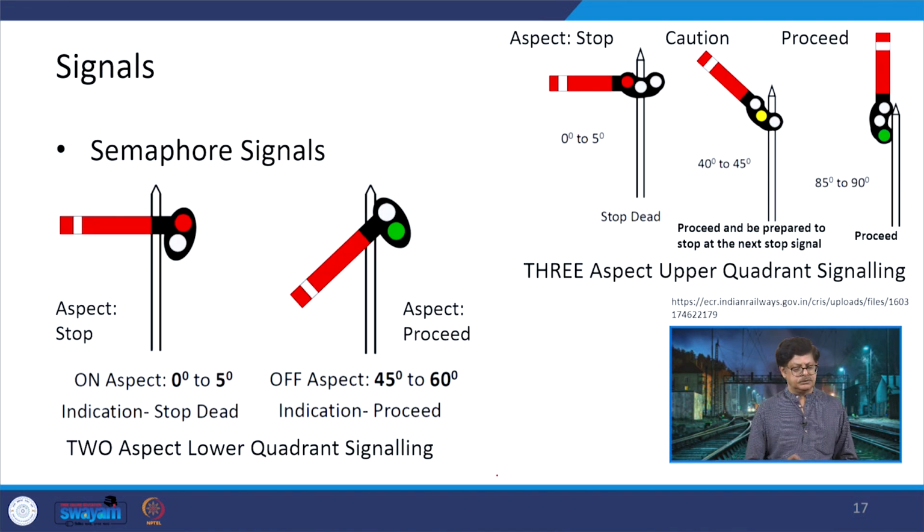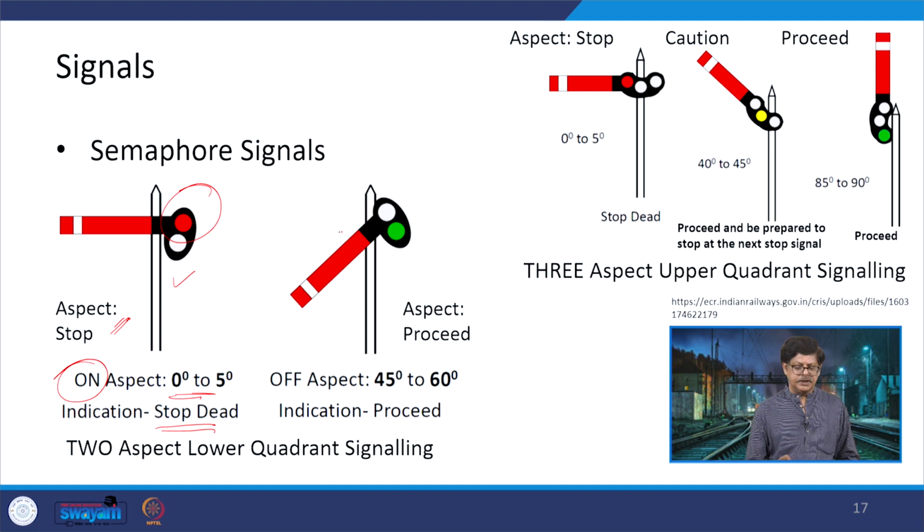So, you can see here, there is an aspect which is showing that you need to stop because it is horizontal, at the same time it is showing the red light. This aspect of horizontal is defined as on. On means you have to stop, and here it is mostly horizontal, but it can be within 0 to 5 degrees. The indication is that the train has to be brought to a dead stop. It has to be completely stopped before it.